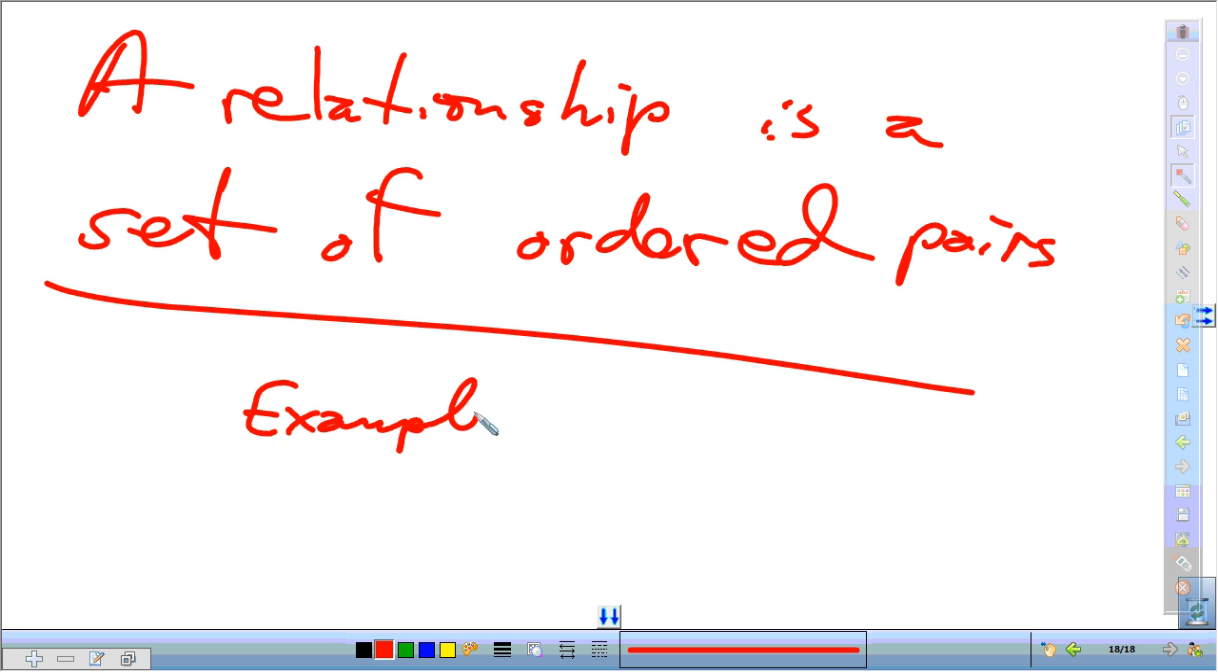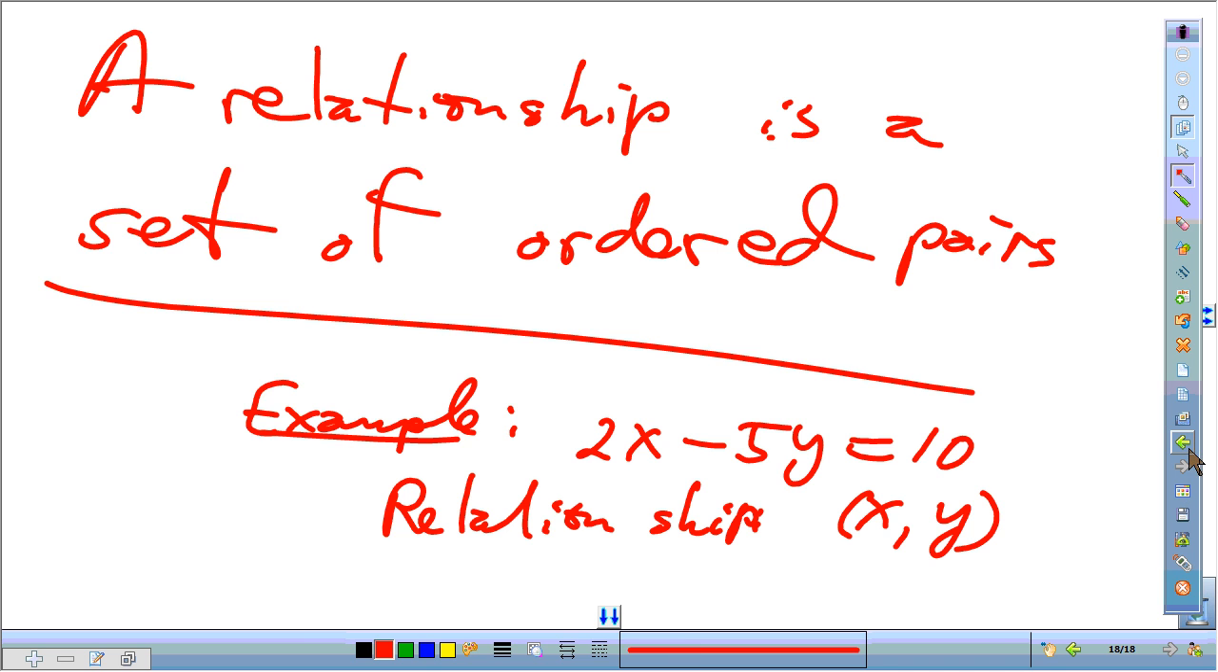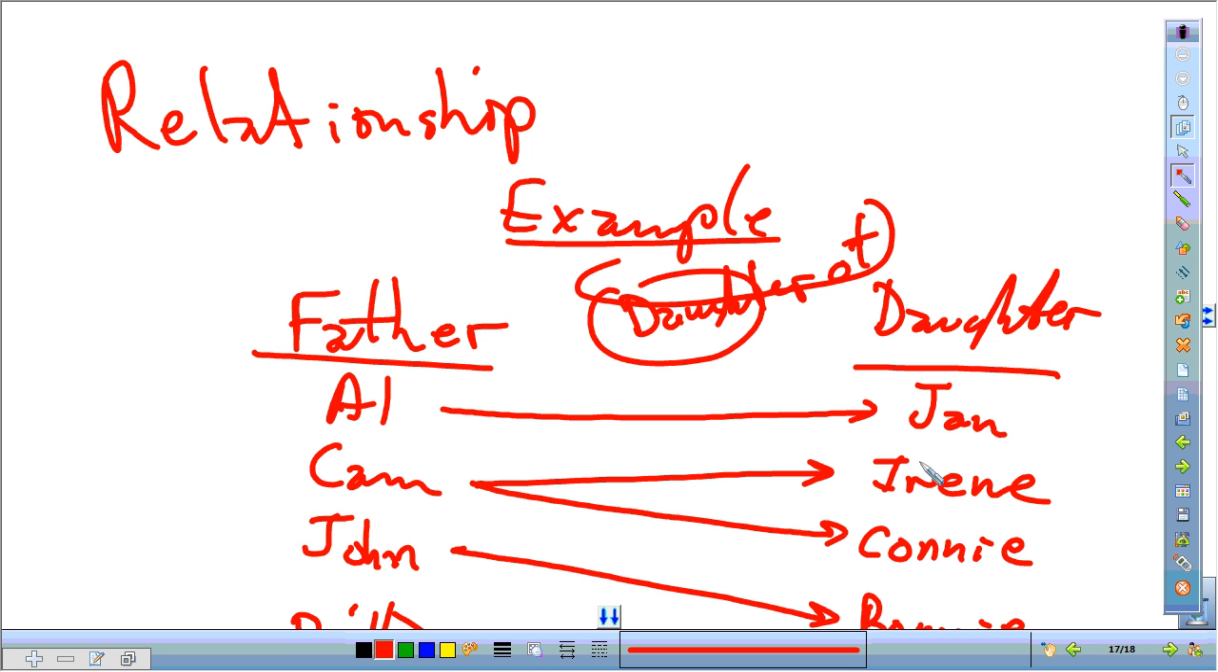So, if we wrote down 2x minus 5y equals 10, that's a relationship. It's a set of solutions which are ordered pairs (x, y). So we could look at a graph of the relationship since they're numbers. Probably wouldn't look at a graph in the case of the daughter of relationship, but it's still a set of ordered pairs.